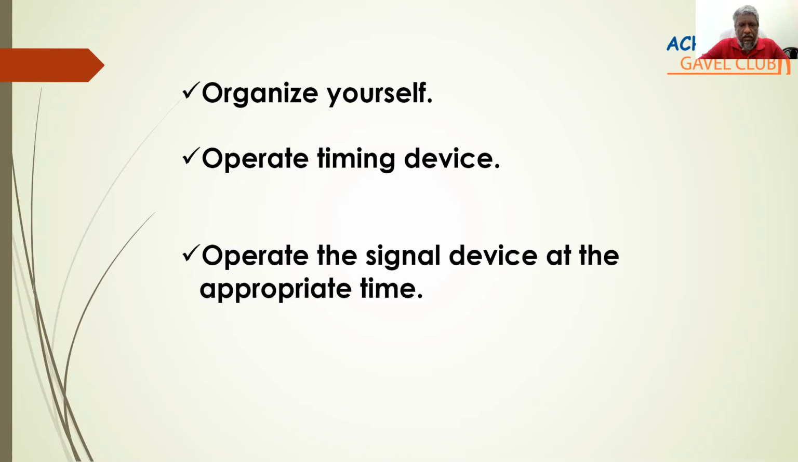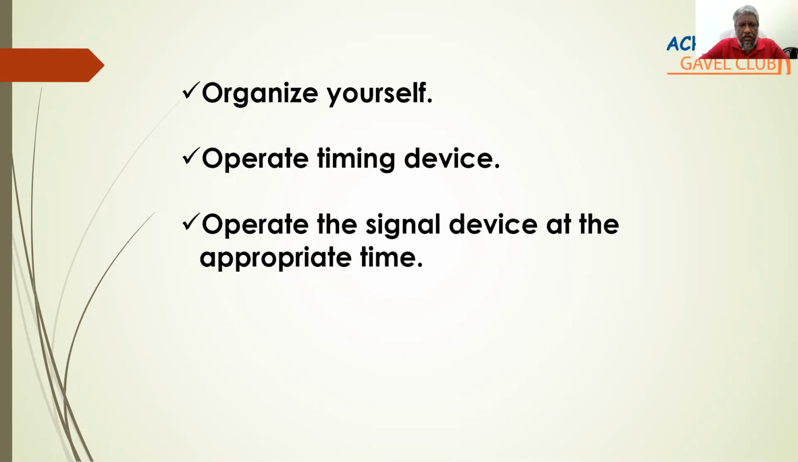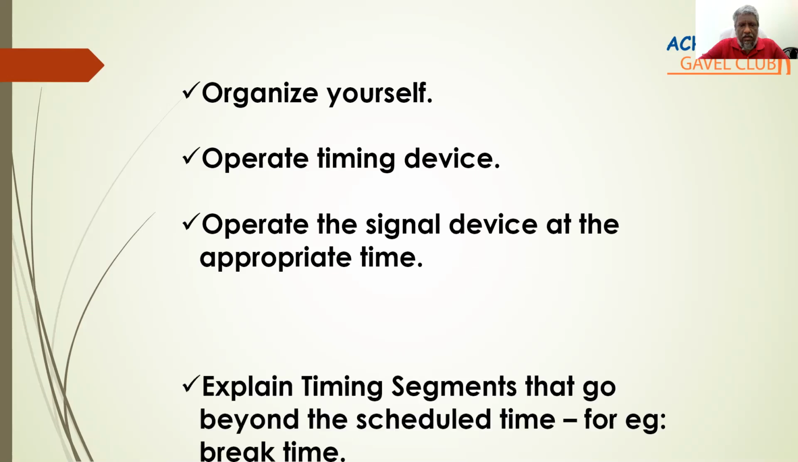The next point that the timer has to take care of is to operate the signal device at the appropriate time. In the physical meeting, we would also have a bell, and if everything goes wrong and is not working, then we would use the bell. But we will not have that in our Zoom meeting.